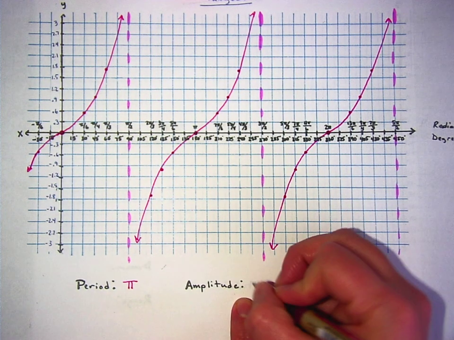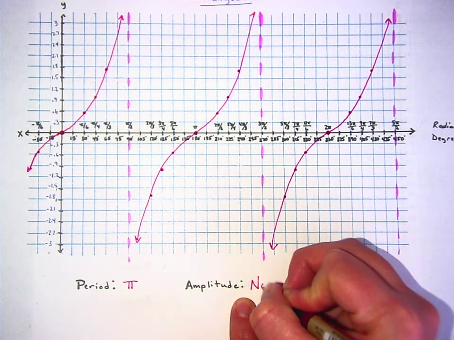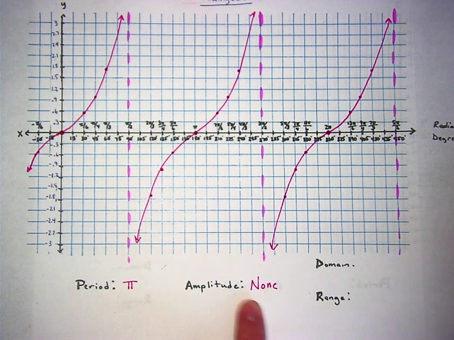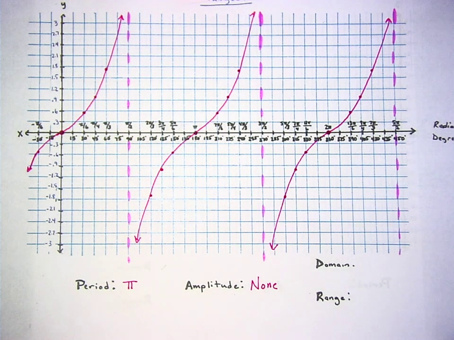The amplitude, there is none. None. No amplitude. And by that, I don't mean that the amplitude is 0. I mean that it doesn't exist.